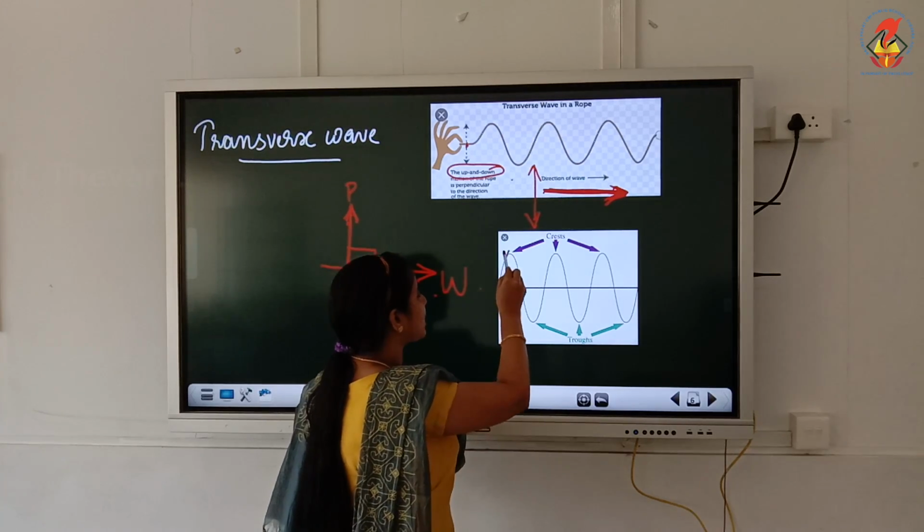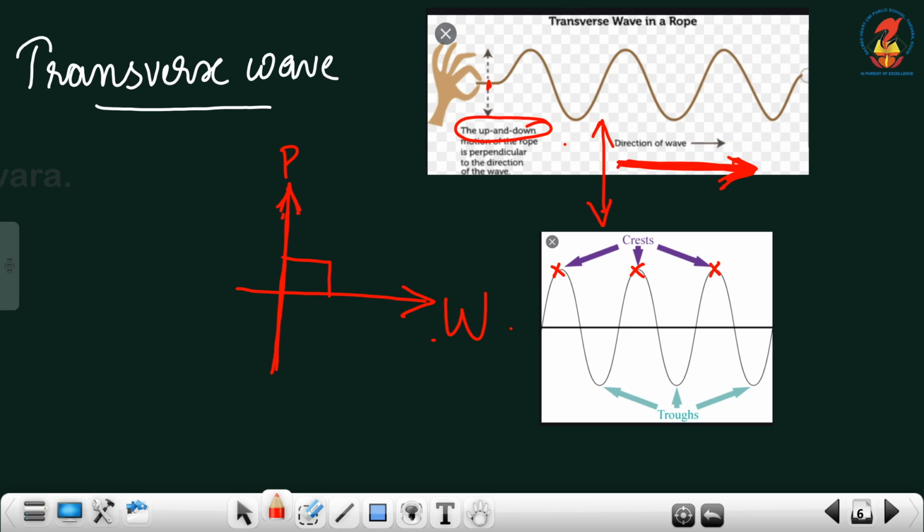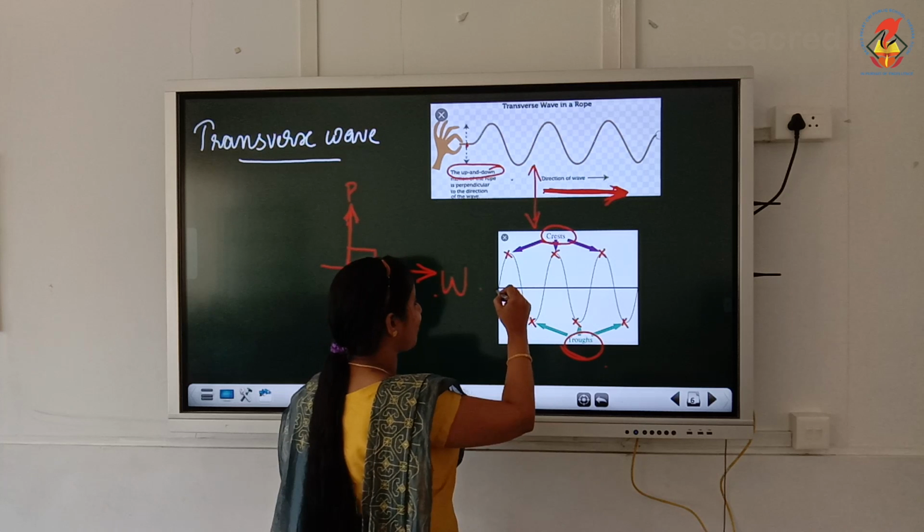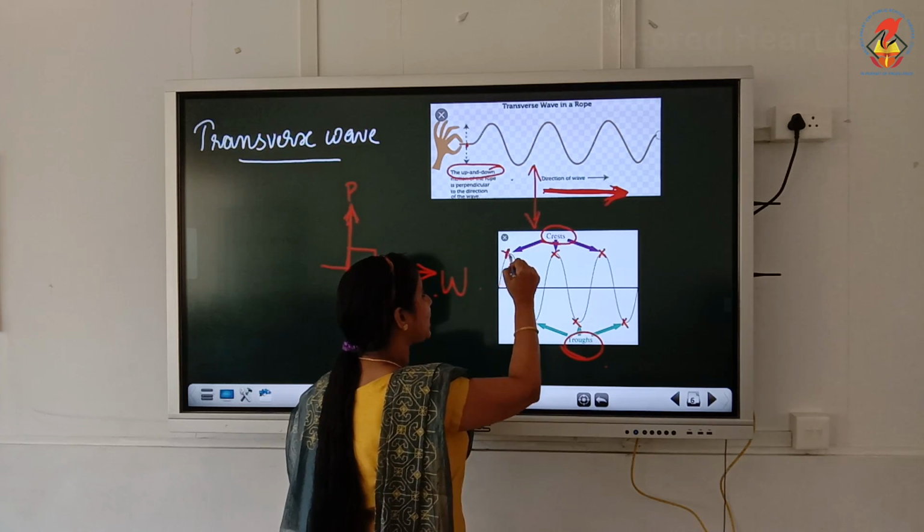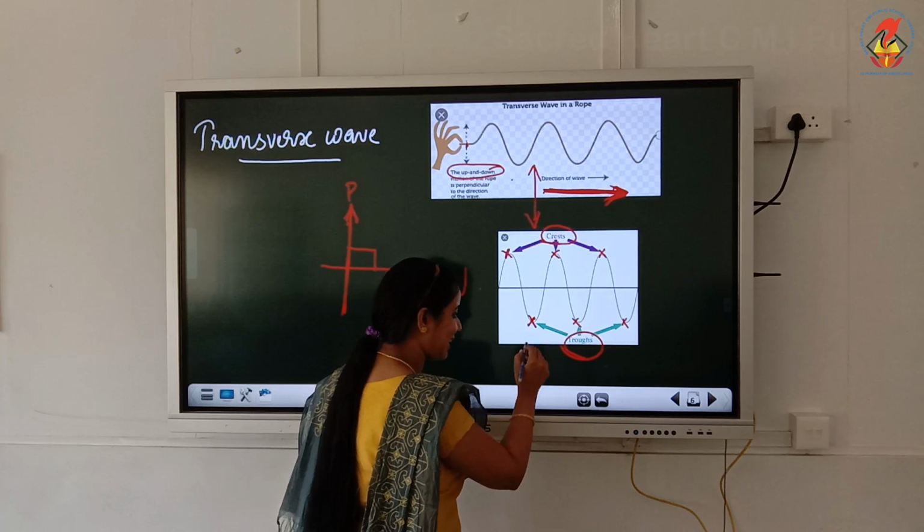And the peak point of the transverse wave is called crest, and the valley point of the transverse wave is called trough. So in a waveform, a wave has a peak point and a valley point.